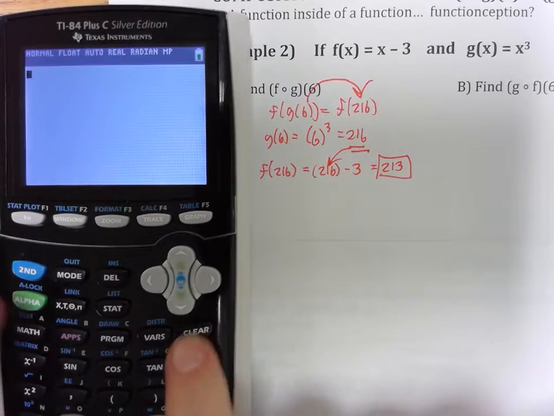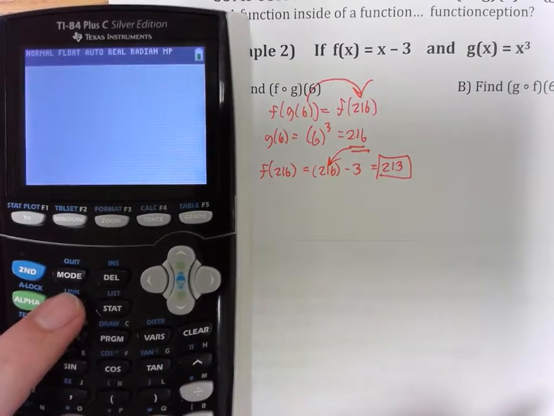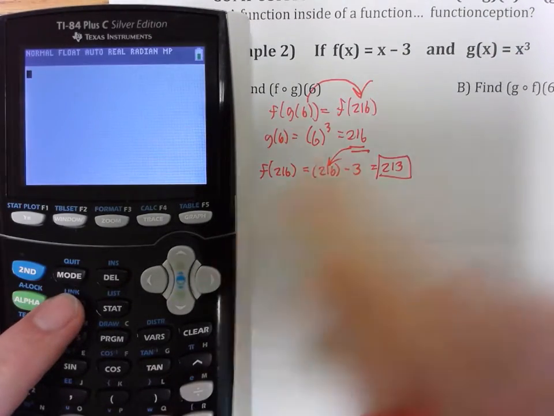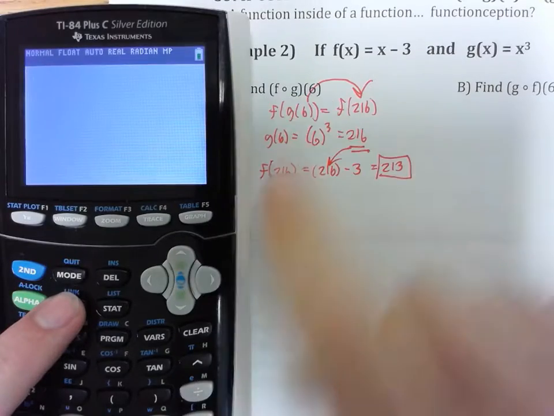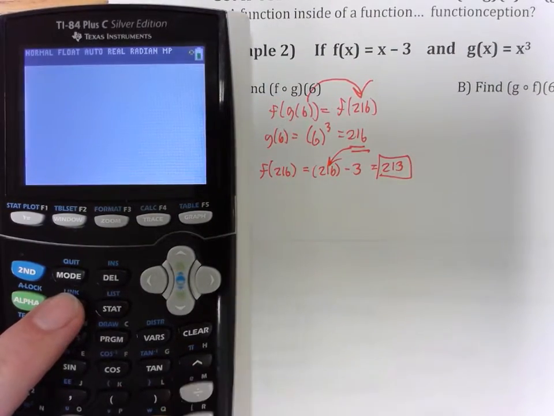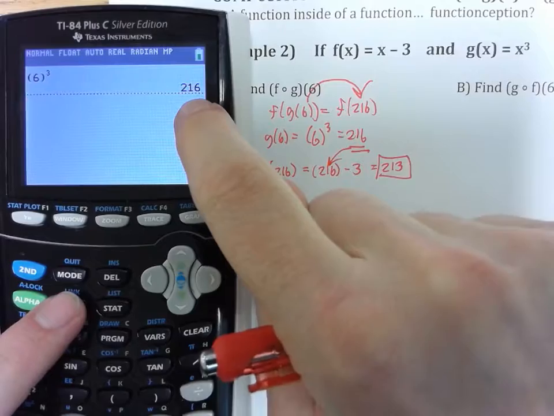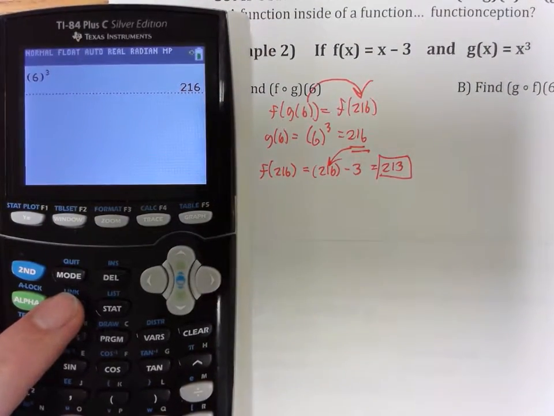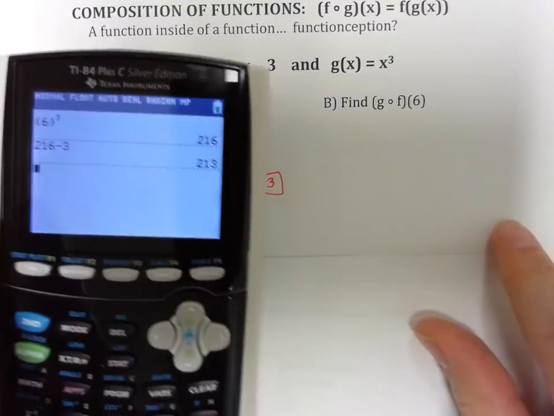So to recap, we plug in the 6 for the x for the g function because that's the one closest to it. So 6 cubed. And we take that number and we subtract 3 because that's the f function. So 216 minus 3, 213. That's how we do those.